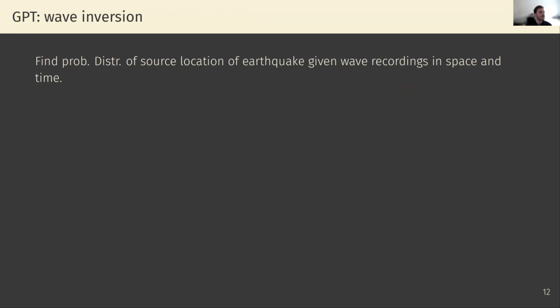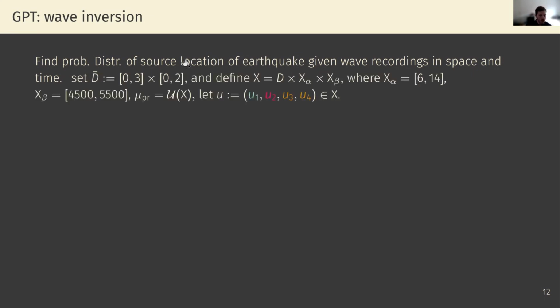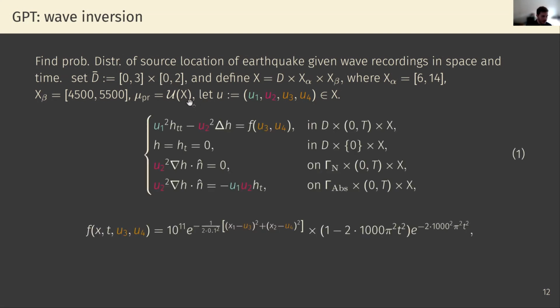Okay, so just to start finalizing, on a numerical example, here we're interested in finding the probability distribution of the source location of an earthquake, given wave recordings in space and time. So we define a computational domain and a domain for our parameters of interest given by U1, U2, U3, and U4, and we define our mu prior as a uniform in this set X given by this domain times these two intervals here, and we model our wave phenomena, our earthquake, in terms of this acoustic wave equation.